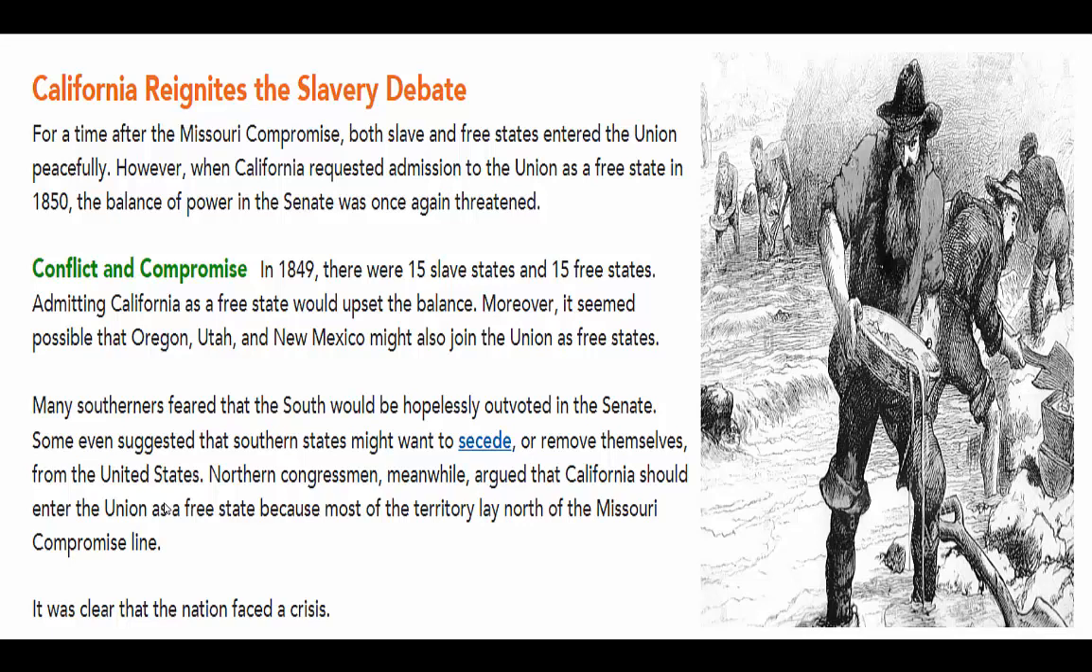24. Define secede. Secede means to withdraw or remove yourself from the country. 25. When the California crisis emerged, what did some Southerners suggest that their state should do? They suggested secession, or seceding from the country.